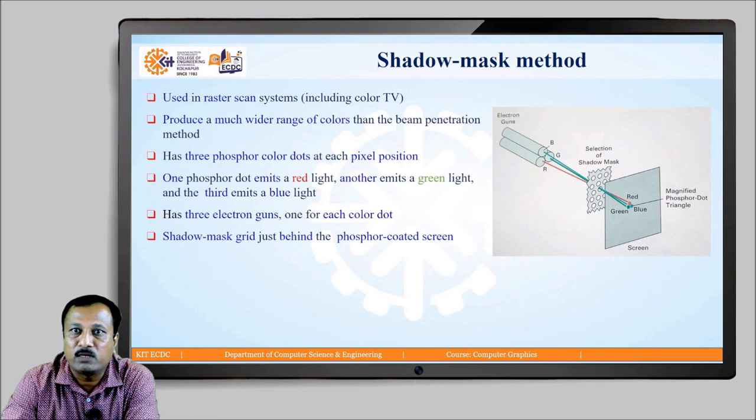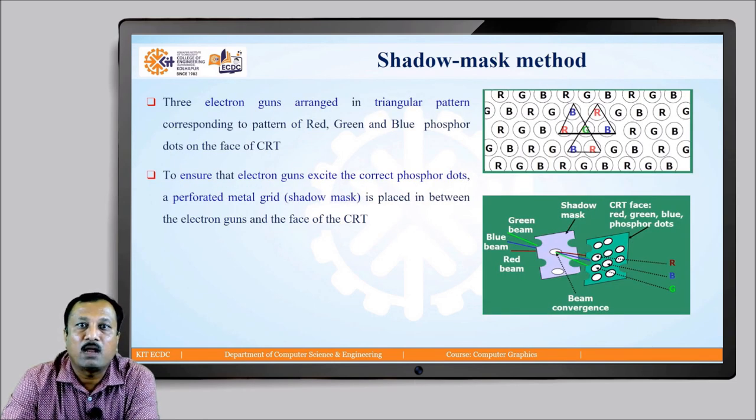Each phosphor dot corresponds to one primary color out of the three primary colors, red, green and blue. One phosphor dot emits a red light, another phosphor dot emits a green light and the third phosphor dot emits a blue light. It also has three electron guns, one for each color dot. A perforated metal grid called a shadow mask is just behind the phosphor coated screen, as shown in the figure. The three electron guns are arranged in a triangular pattern that corresponds to the pattern of the red, green and blue phosphor dots on the surface of your CRT.